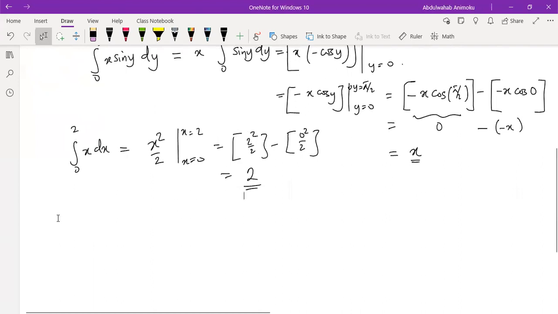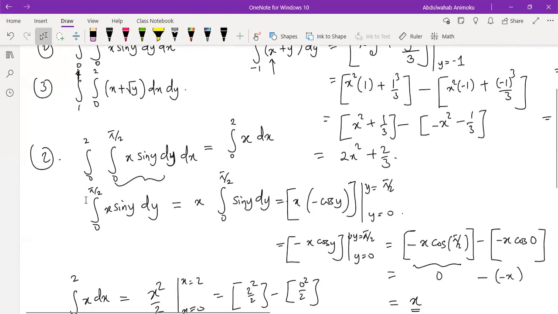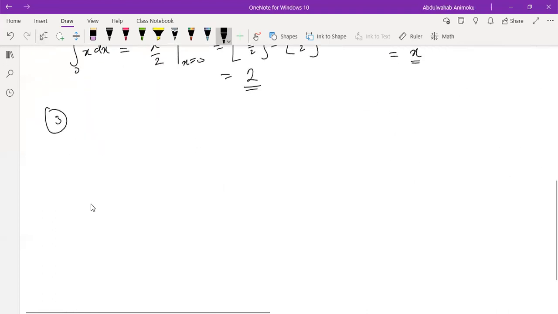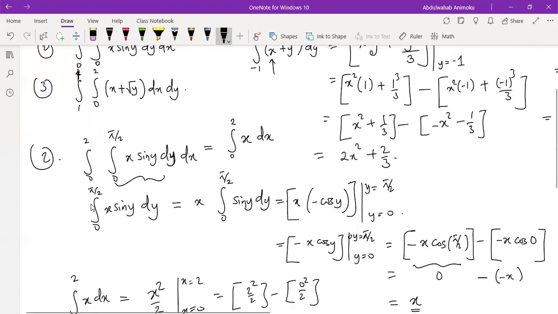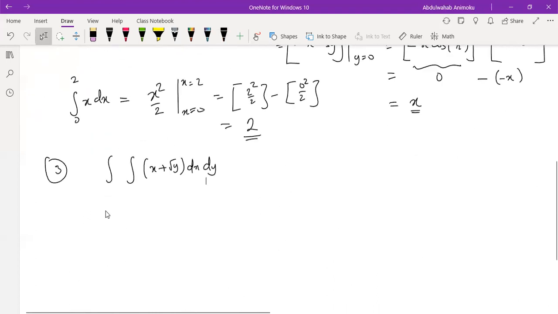Okay. Now the last problem, which is the integral of x plus root y. I think this is the x dy, right? 0 to 2, 1 to 4. So 0 to 2, 1 to 4. Now we need to evaluate this. Now we have to evaluate it with respect to x first.